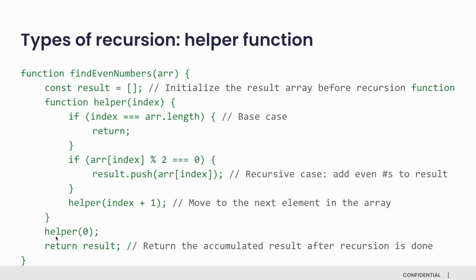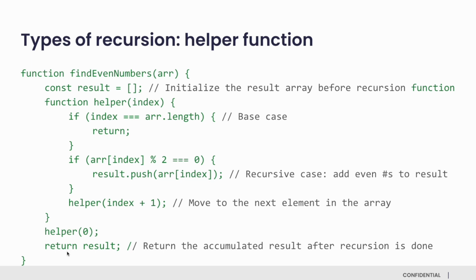And you can see that the initial call of the helper function is starting that index at 0, so that when it begins its check of the base case and then the recursive case, it starts at 0 and goes up through the array length until it returns its final result after hitting the base case.